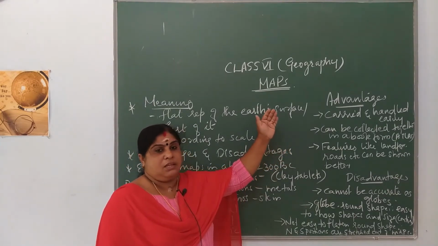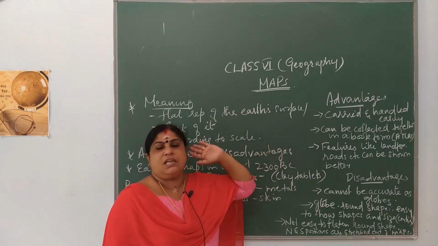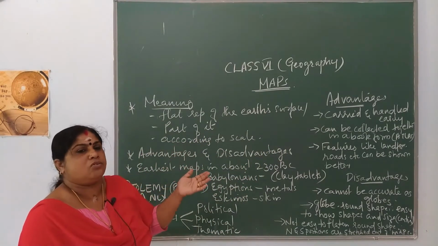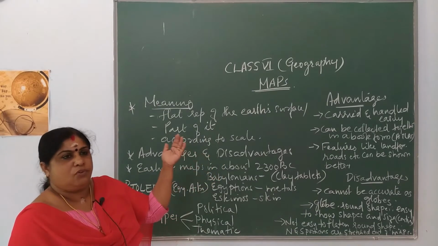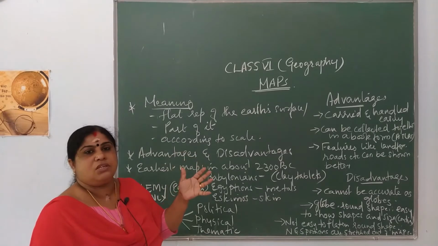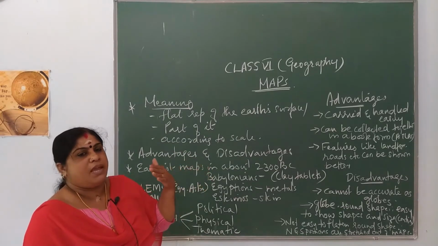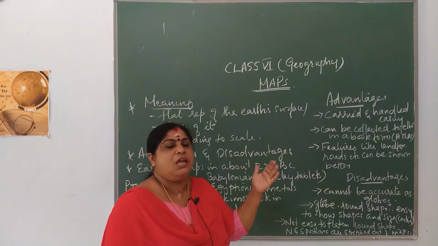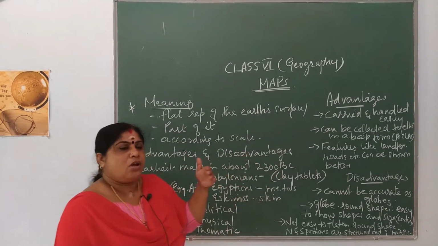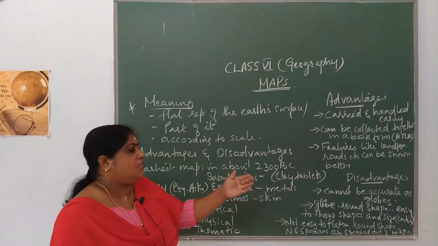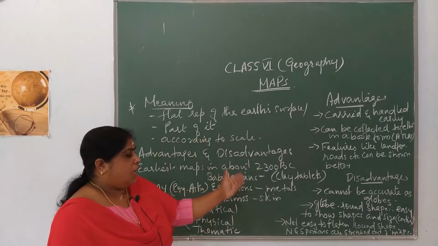Now next, even though a lot of advantages are there related to maps, there are a number of disadvantages also in using maps. One of the most important disadvantages of using a map is that it cannot be as accurate as places you see on a globe. So accuracy is a little bit difficult in using a map.